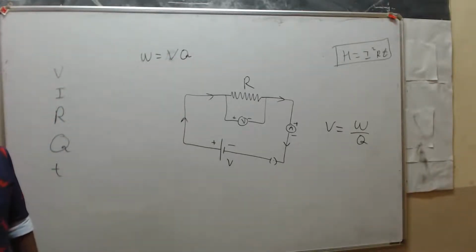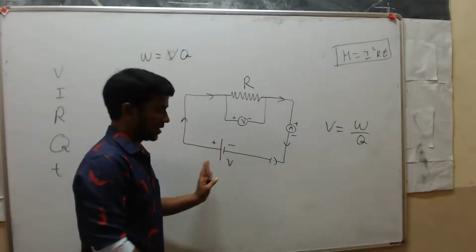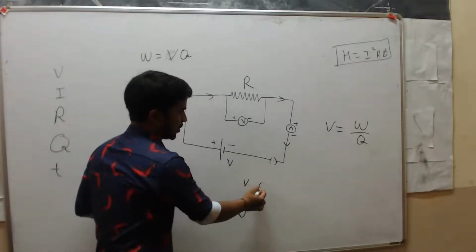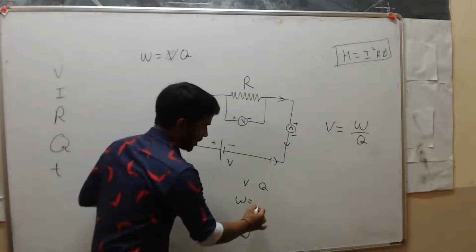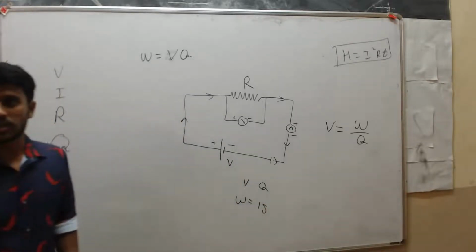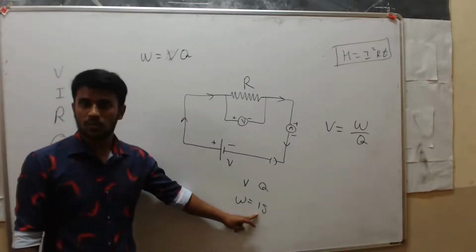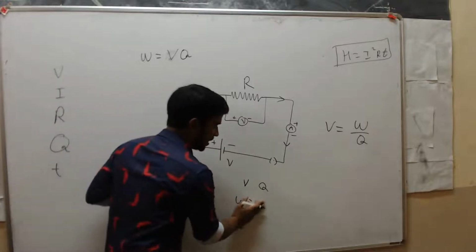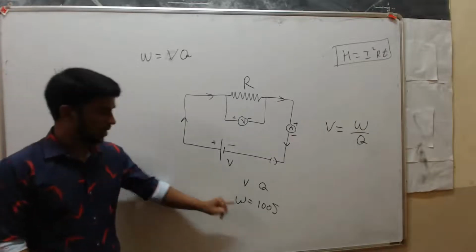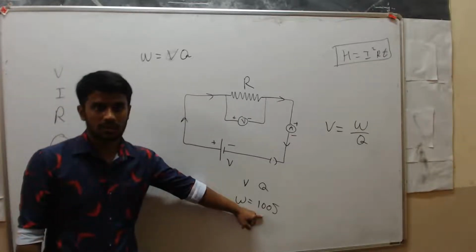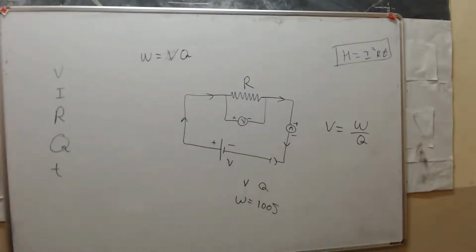Now see here. For example, here you know the V value, and here you know the number of Q charges. So definitely you will get the W value, right? Suppose you get 1 joule. What is the meaning of 1 joule here? It means this battery should do 1 joule of work. Suppose you get 100 joule, then this battery is doing 100 joule of work. Clear?